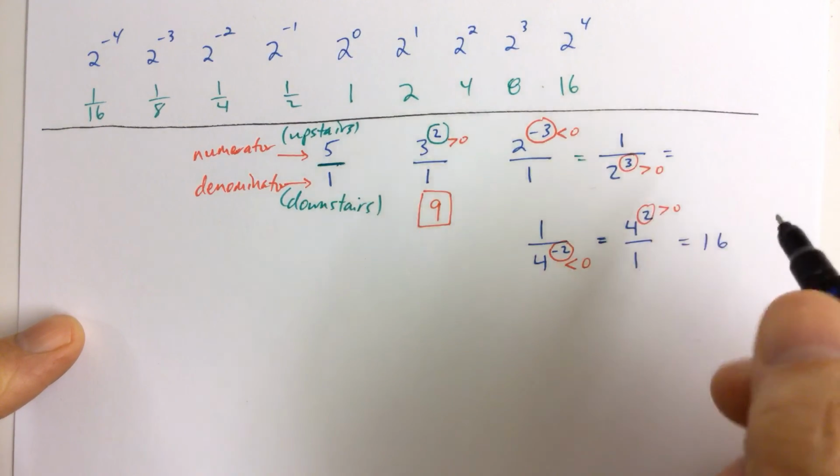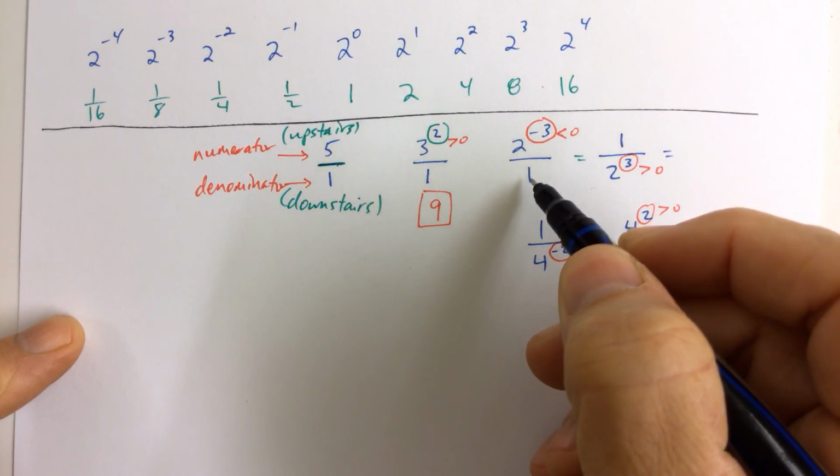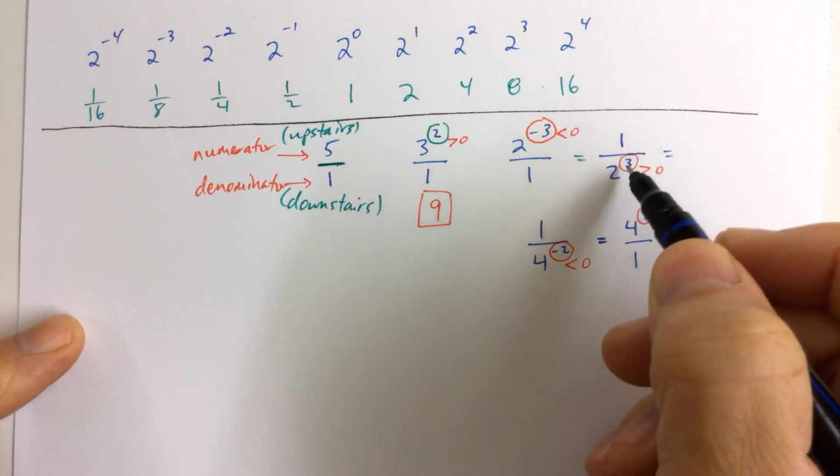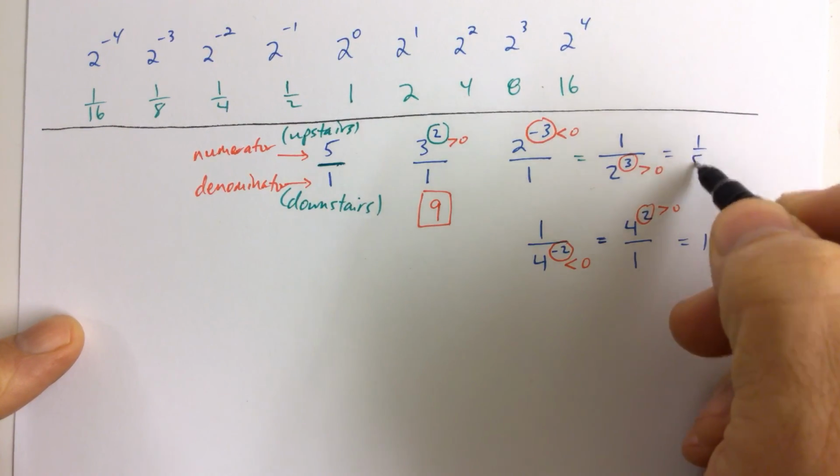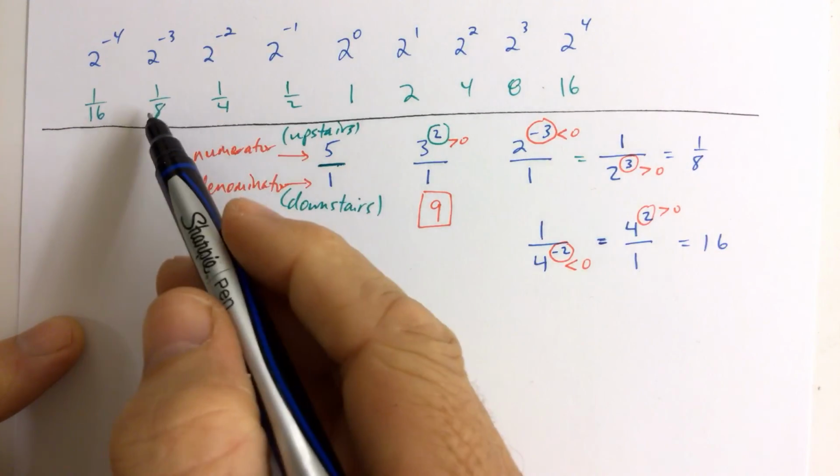So 1 over 4 to the negative 2 happens to be 4 squared over 1, which is 16. And I forgot to finish this one up. 2 to the negative 3 over 1 is the same as 1 over 2 to the third, which is 1 over 8, which is what we saw over here anyway.